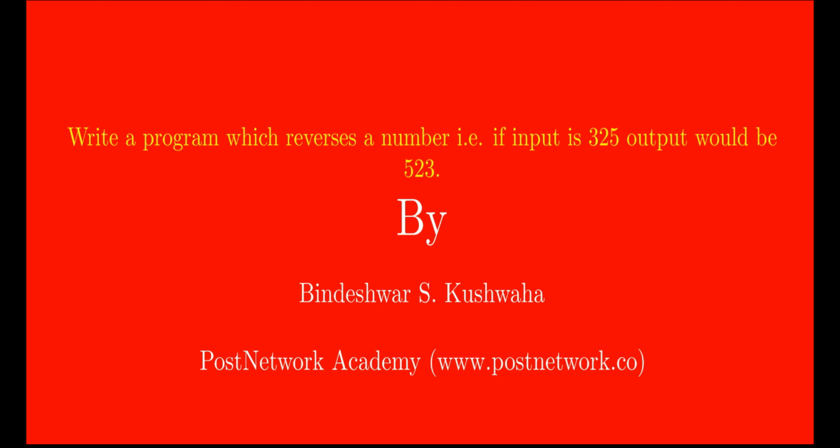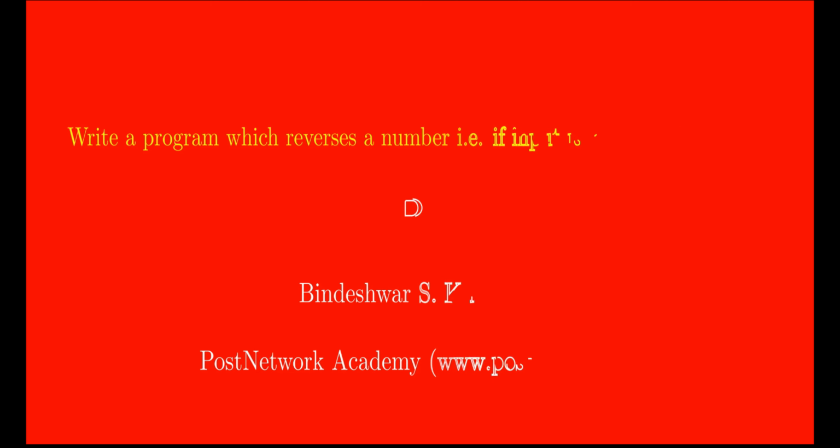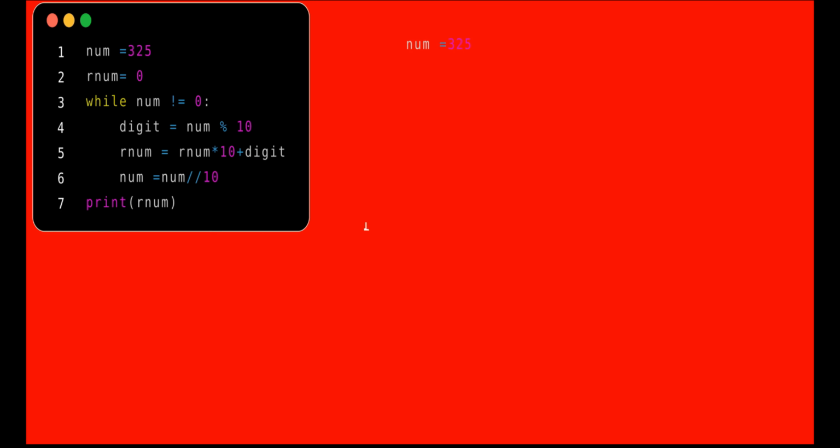Now if you see the program, it has 7 lines of code, in which the first line is num is equal to 325. It means num refers to 325. The second line is rnum is equal to 0. It means rnum refers to 0.